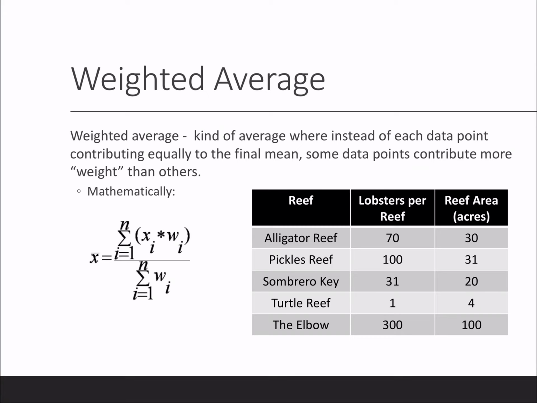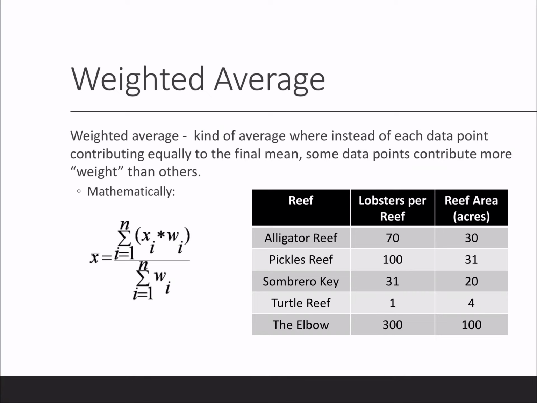We have this really scary formula over here on the left, which we actually should not be that afraid of. If you look at the top where it says xi times yi, all that means is you're going to multiply your value that you would normally take for an average times its associated weight. So what does that weight mean? Well, let's look at this table here over on the right. So here we have some data from the Florida Keys. We have different reefs in the Florida Keys and counts of lobsters that have been observed on those different reefs. So we see that Alligator Reef had 70 lobsters, and Pickles Reef had 100. Turtle Reef only had 1. Wide spread of data here. Why might that be?